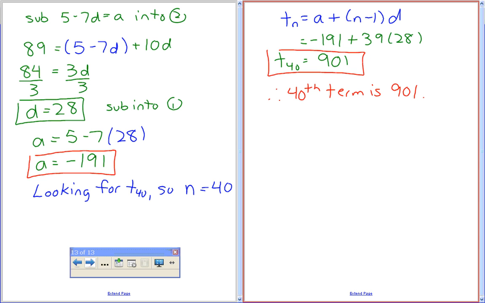Now, are there other ways to get this? I'm sure there are, right? You guys are very clever individuals. You can find a bunch of other ways to get this. I think that's the easiest, using substitution myself. But there are other ways to get that, I'm sure.